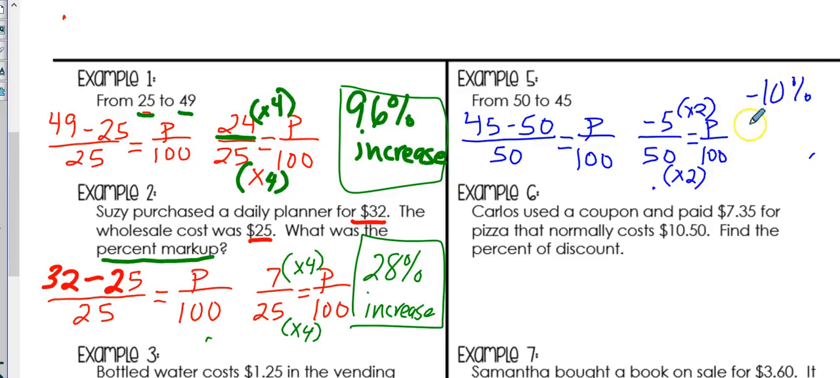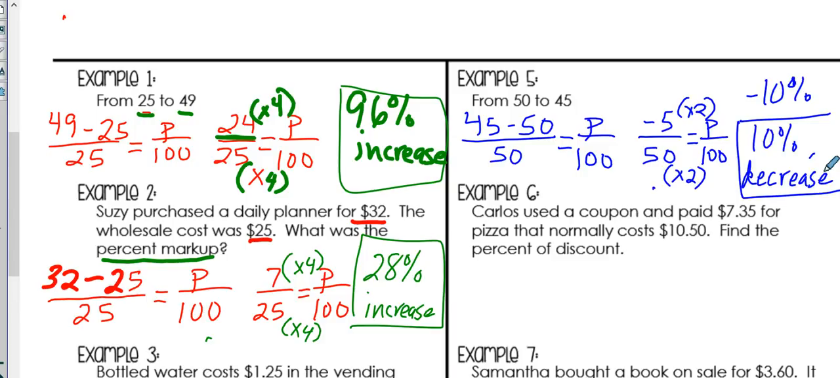So what that means, because it's negative, is we have a 10% decrease because we're going down. So the amount is going down. So we have a 10% decrease. So we either use our negative sign here with negative 10%, or sometimes you'll say it's a decrease. Both are the same thing.